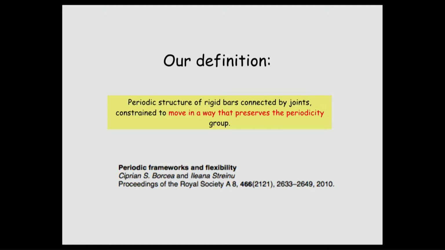So we will deal with periodic structures of rigid bars connected by joints, but they are constrained to move in such a way that the periodicity group that acts on it is preserved. Yeah, so we are not allowed to get an amorphous structure, to destroy the crystalline nature of the structure.